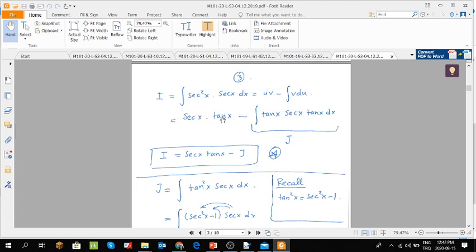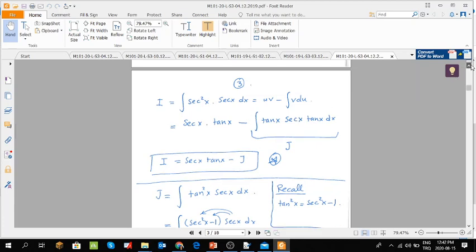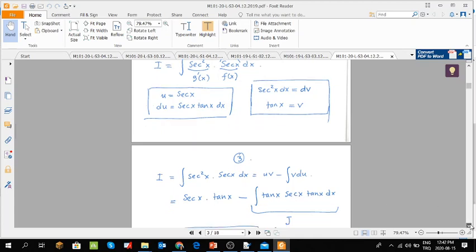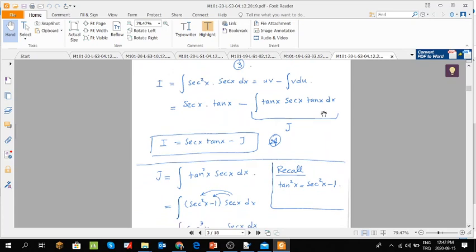u is secant x, v is tangent x, minus the integral of tangent x times du. What is du? It is secant x tangent x, as you would see here. We put it in. See, u is secant x, we put it in. v is tangent x, we put it in. v times du, v is tan x, we put it in. du is secant x tangent x dx. And we call this J. Okay, so far our result is I is equal to secant times tangent minus J.